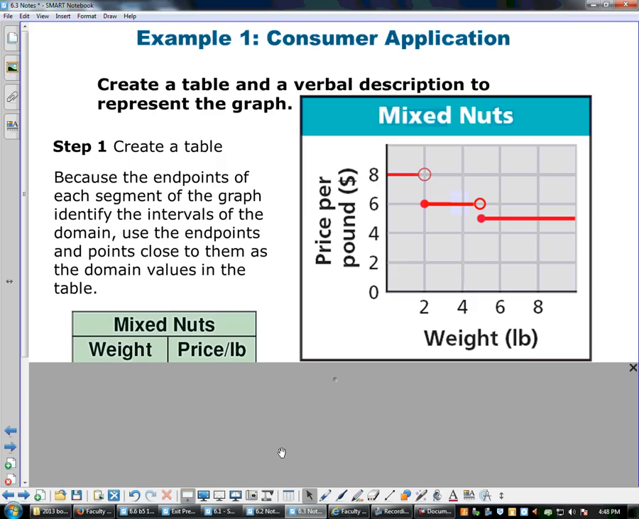So because the endpoints of each segment of the graph identify the intervals of the domain, we're going to use the endpoints and points close to them as the domain values in the table. So again, what that's telling you is, when is my graph changing? Well, this piece is changing when my x value is 2. And then I have this next part between 2 and 4. And then this one picks up right here from, or maybe about 5 I should say, about from 5 on our table. So we want to have three different pieces of information or domains to describe what's happening.